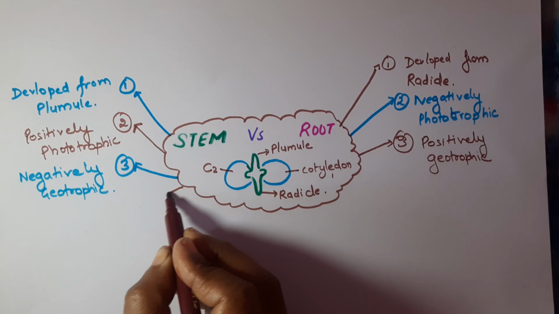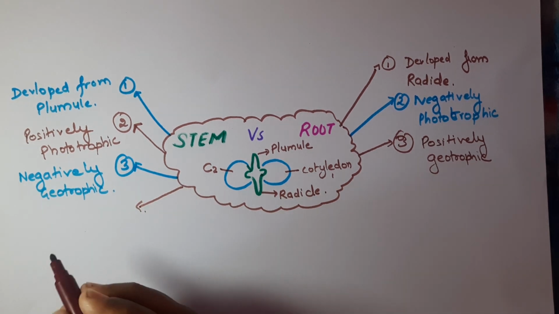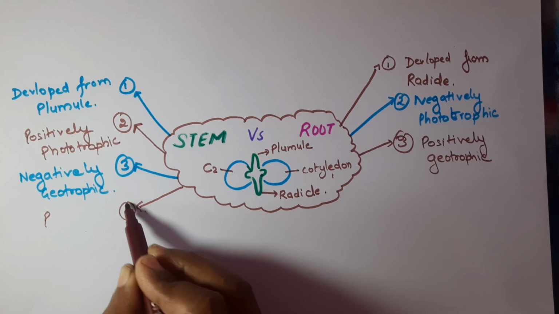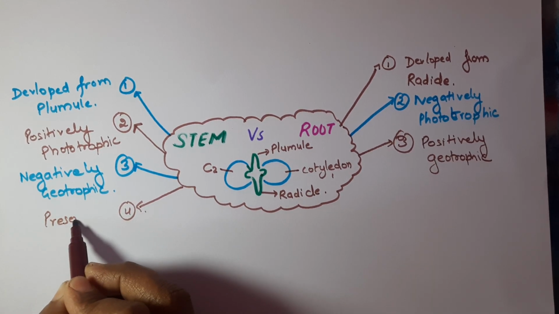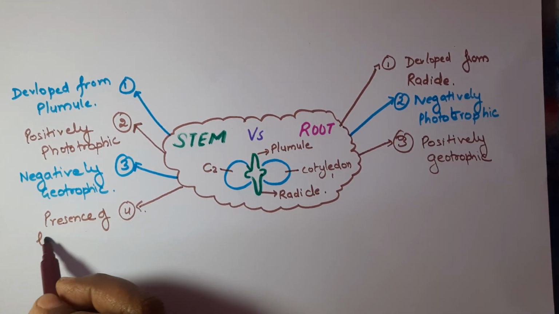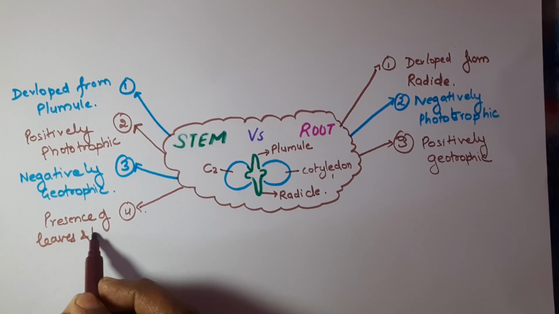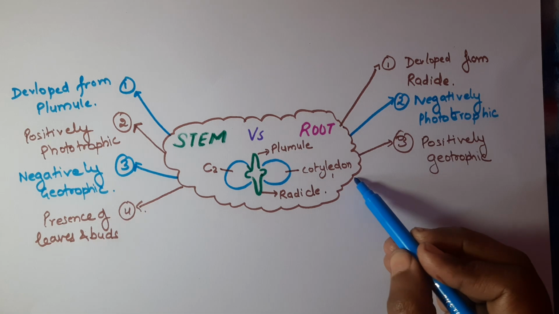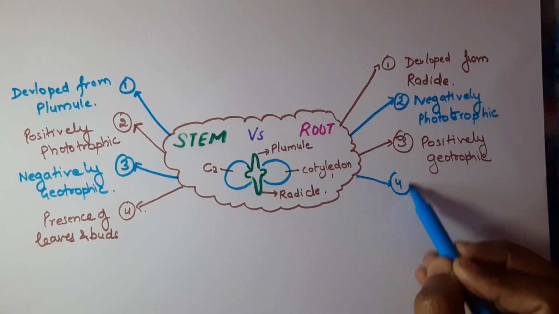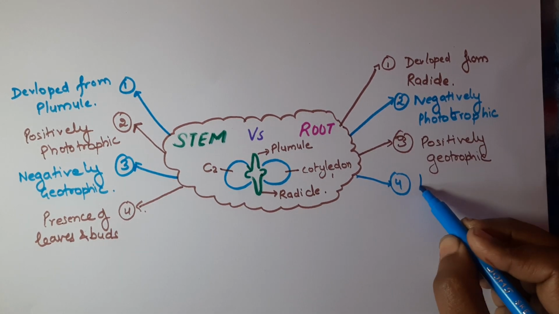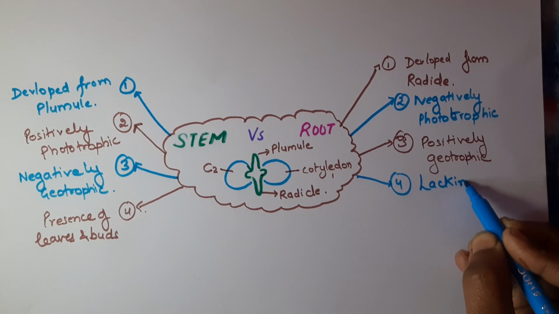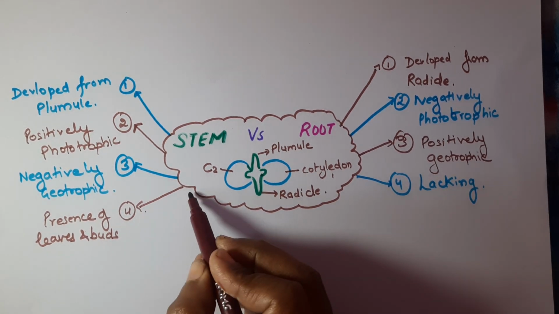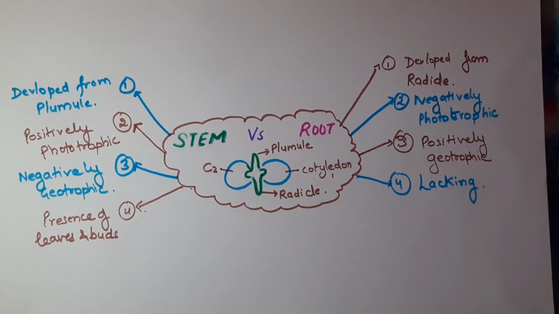The next difference is in terms of presence of leaves and buds. So the fourth difference is the presence of leaves and buds. The stem will carry the leaves as well as the buds. However, they are lacking in case of the roots. So in the roots you cannot find the leaves and buds. Now we will talk about the fifth difference.